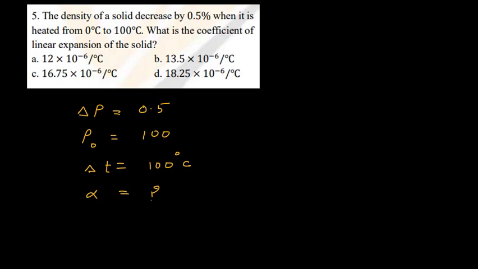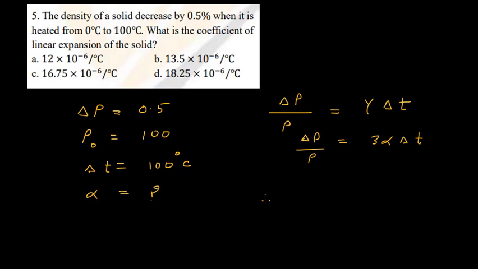We have a relation in case of density also. We have a relation that change in density, that is delta rho upon original density, is equal to gamma times delta T. Now this gamma can be replaced with 3 alpha. So we can say that 3 alpha times delta T is delta rho upon rho. Okay, so this formula will actually give you the approximate value.